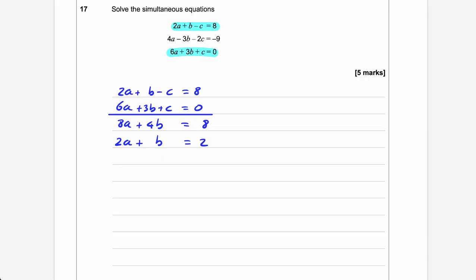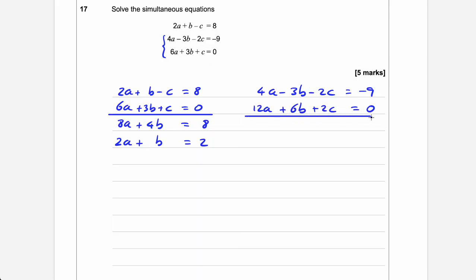Okay, now I want to remove the c in 2 more equations. So I did the first and the last. Let's do the second and the last. Sorry, I do need to change the c here. So I have 4a minus 3b minus 2c equals -9. And I'm going to multiply by 2 here. So 12a plus 6b plus 2c equals 0. I've multiplied everything by 2.